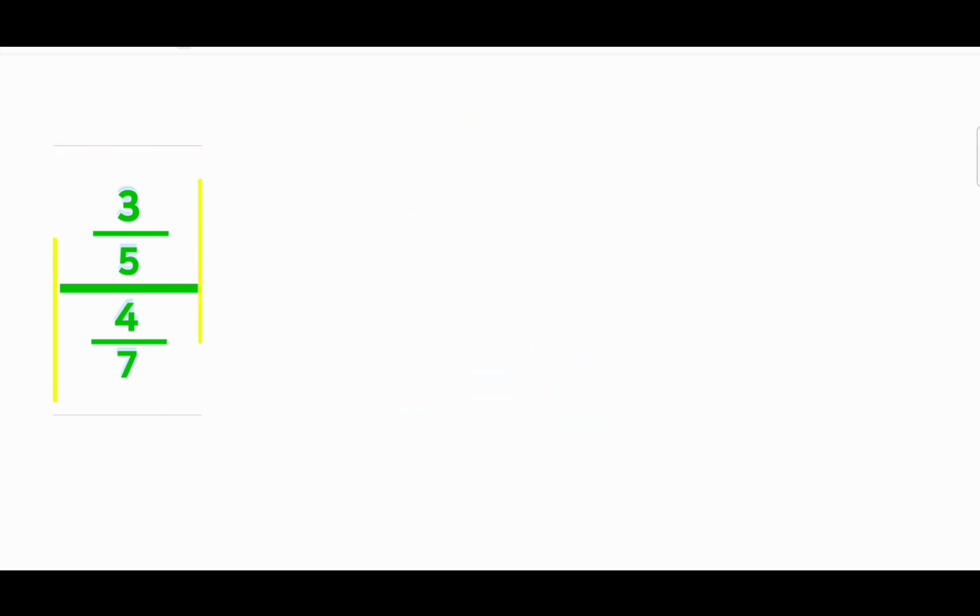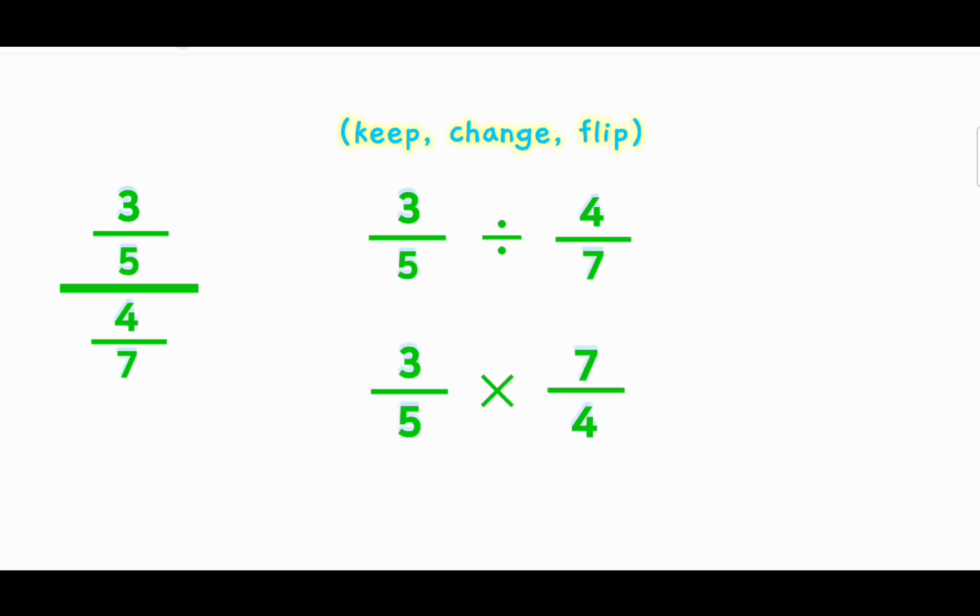So now if you have a rational number written in a less friendly way, all you need to do is take the big or main division line and write it as a regular division sign. Then you just put the numerator on the left and the denominator on the right. You're just doing 3/5 divided by 4/7. Now you can solve it just like before.